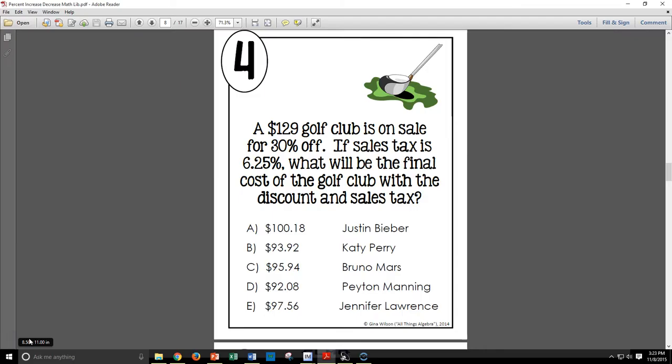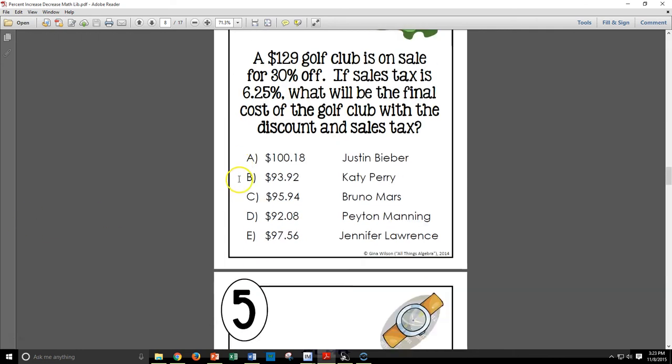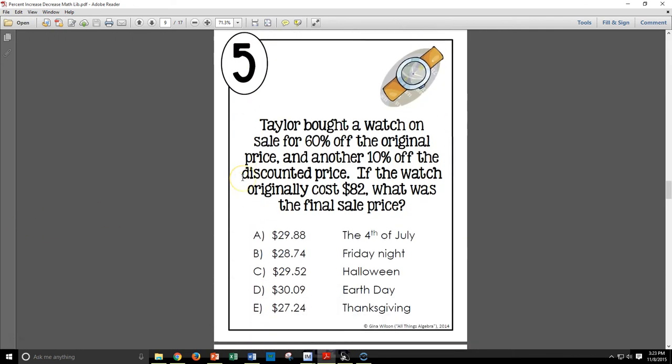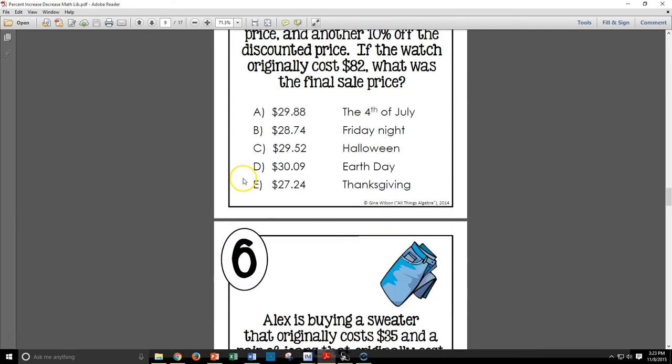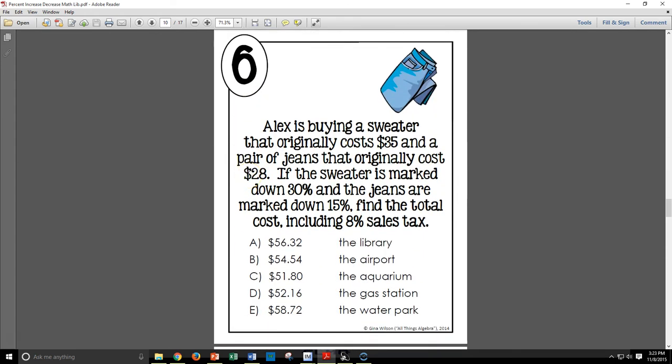Now that we've finished with number 4, we will go ahead and just scroll past number 5 because that's going to be one that you're going to do on your own. And let's go ahead and look at number 6. Number 6 says, Alex is buying a sweater that originally cost $35 and a pair of jeans that originally cost $28. If the sweater is marked down 30% and the jeans are marked down 15%, find the total cost, including the 8% sales tax. So we have 2 things happening.